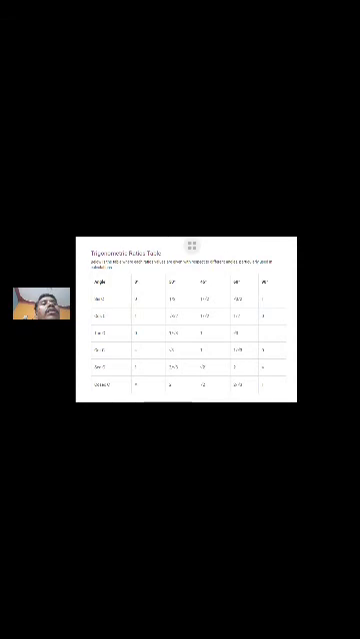Next, the trigonometric ratios table. Here, sine 0: if I take 0 degrees, then sine 0 is 0, sine 30 is 1 by 2, sine 45 is 1 by root 2, sine 60 is root 3 by 2, sine 90 is 1. These are some important angles we have to remember, and we will use these values in problems like sine, cos, tan, cot, sec, cosec.